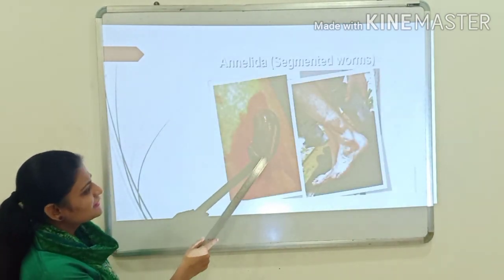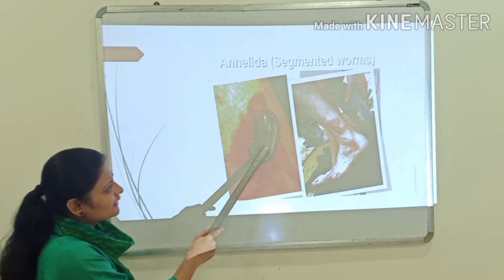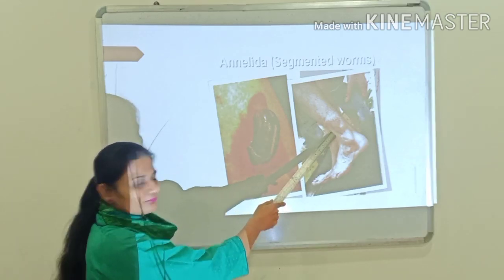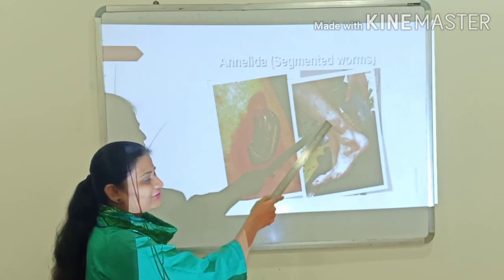Again, these are segmented worms. You can see leech. When the leech gets attached to the body, it sucks the blood from the body.